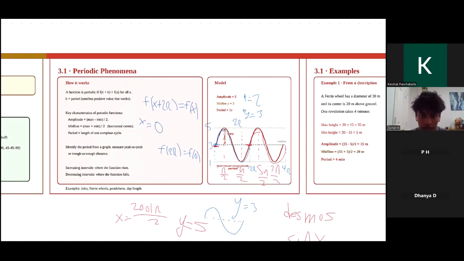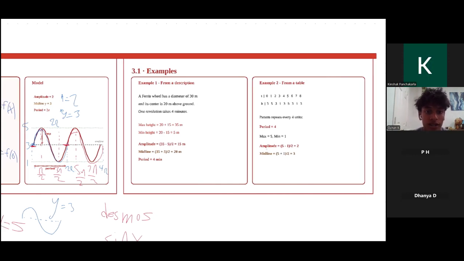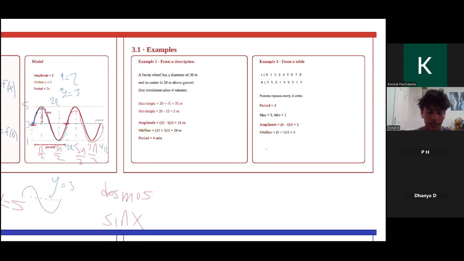Okay, now here's an example of a periodic function. A Ferris wheel has a diameter of 30 meters, and its center is 20 meters above the ground. One revolution takes 4 minutes. Okay, so let's try to draw the graph for this.